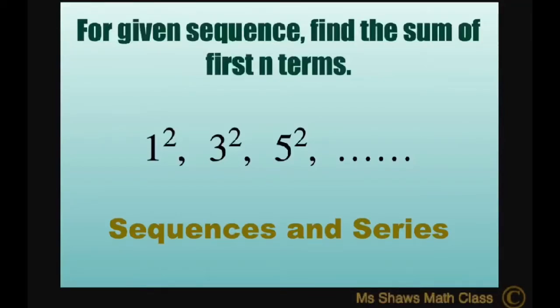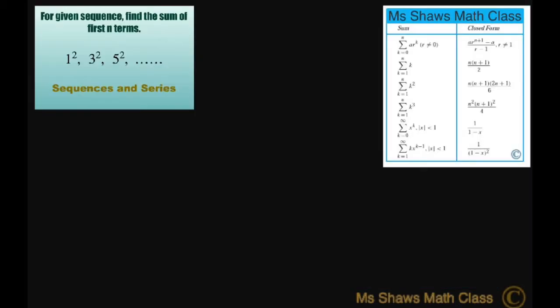1. For the given sequence, we're going to find the sum of the first n terms for 1 squared, comma, 3 squared, comma, 5 squared. The next one would have been 7 squared, and so forth. So looking at this, let's find the nth term.